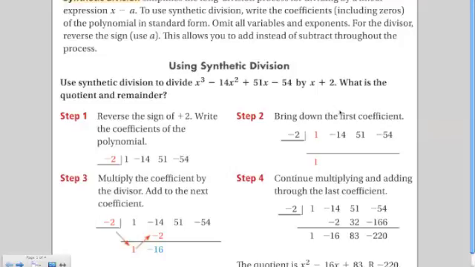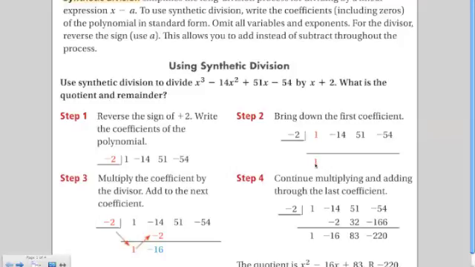So next, you write the coefficients down of your polynomial that you're using. So x cubed minus 14x squared, 51x, negative 54. So we write those coefficients down. And we write negative 2 because it is the opposite of plus 2.